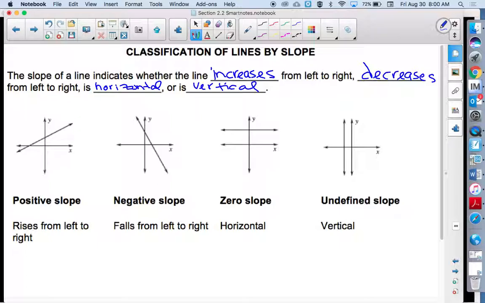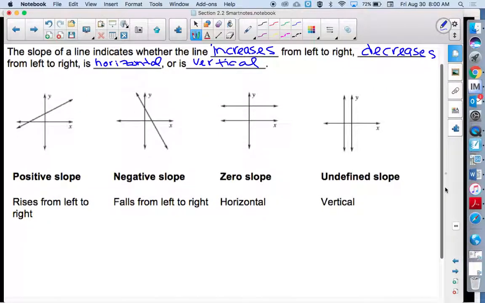The slope indicates whether the line rises, falls, or is horizontal or vertical, depending on what value you give for the slope. So the first one says if you have a positive slope, that means the slope is greater than 0, it's going to rise. So if the slope is bigger than 0, your graph will rise. If it's negative, it's going to be less than 0, and that makes it fall. So positive slope rises and negative slope falls. If the slope is 0, then we have a horizontal line.